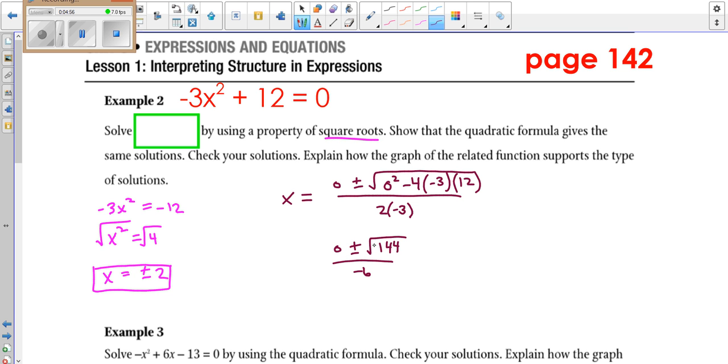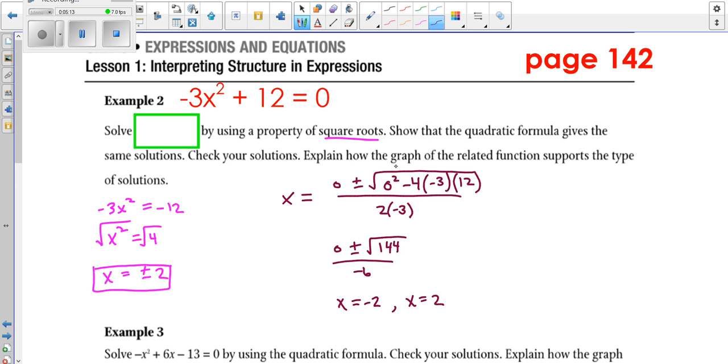Okay, and when you go through and you do the square root of positive 144 divided by 6, you get that x is negative 2. And then when you do the negative square root of 144 divided by negative 6, you're going to get x equals positive 2. So there's the same two answers.